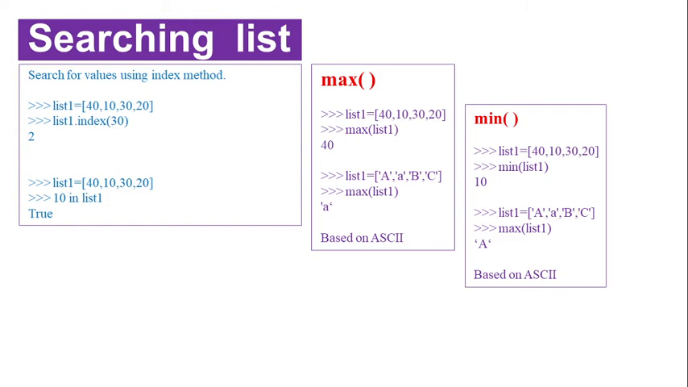You know how to search a list. Searching means searching for an item, right? Searching for values using the index method. In list 1 we have 40, 10, 30 and 20, 4 elements. Then list 1 dot index of 30. We know index is a built-in function that returns the index. So the index of 30, we know 0, 1, 2, so it returns 2. That means the element 30 is present at the index 2.